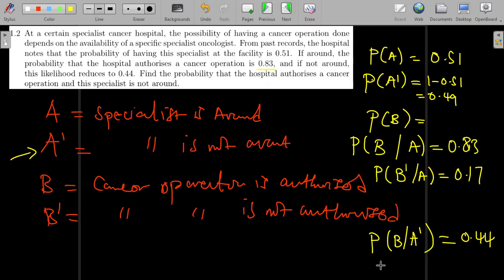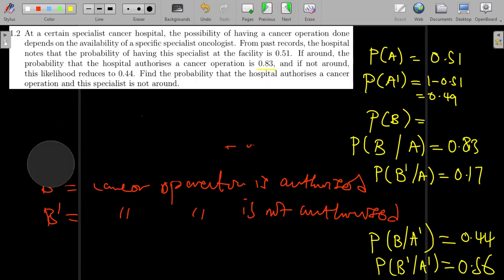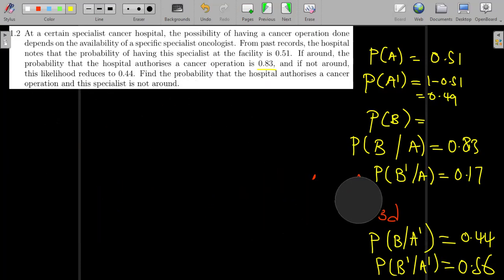So we can also calculate from here the probability that the cancer operation is not authorized, given that the specialist is not around. So it will just be 1 minus this, 1 minus 0.44 to give me 0.56. So these are the probabilities that I can get from my data there.